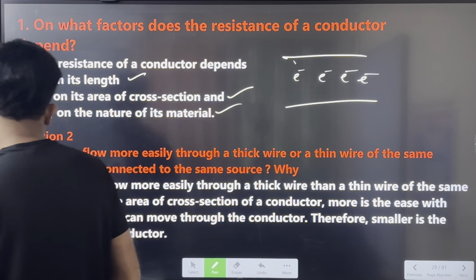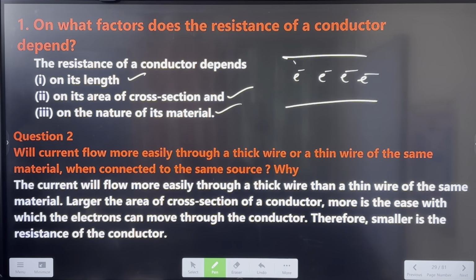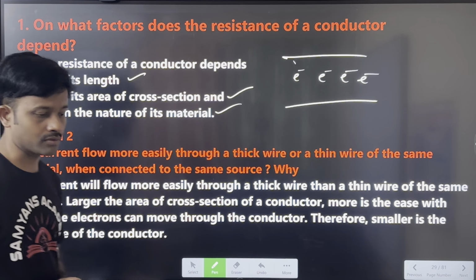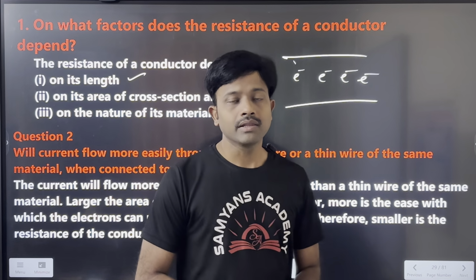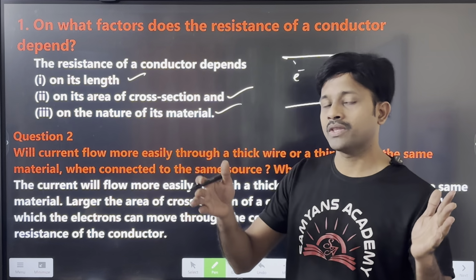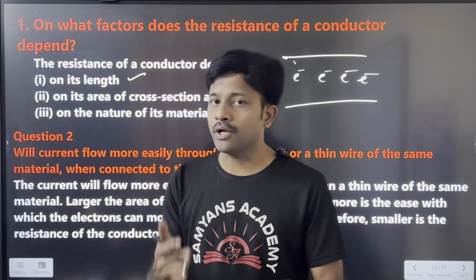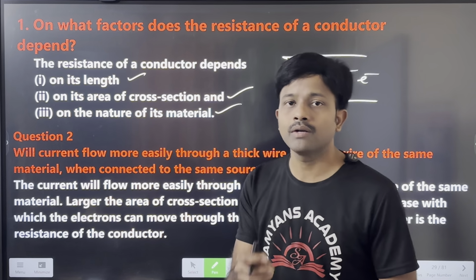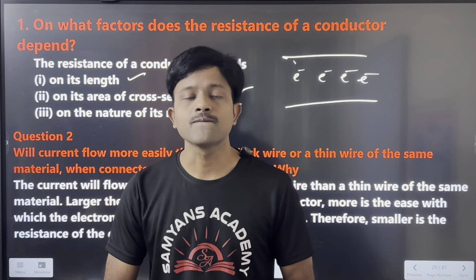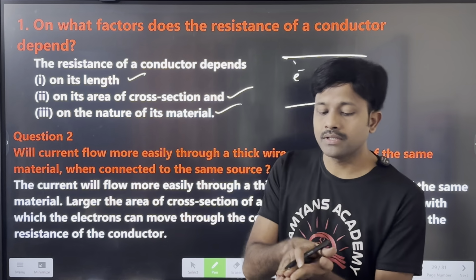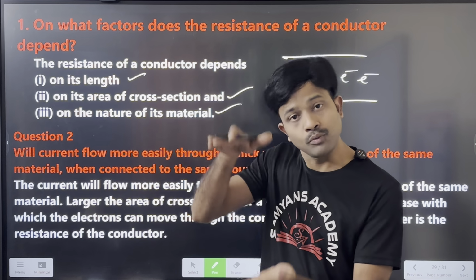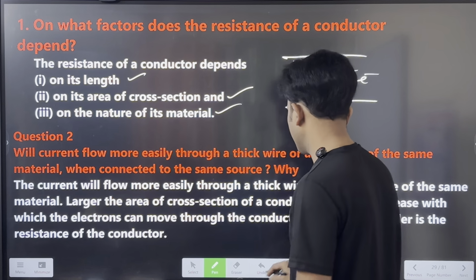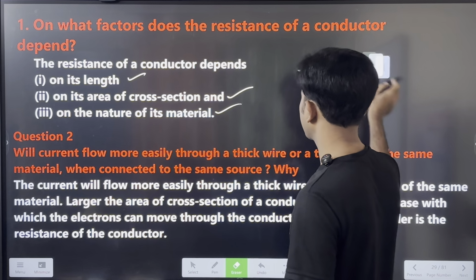Now in question 2 they ask: will current flow more easily through a thick wire or a thin wire of the same material when connected to the same source? Already we discussed this just now. A thick wire has more area, a thin wire has less area. Now you tell, in which wire is the current value more? Yes, very good. The thick conductor, with more area, has more current.